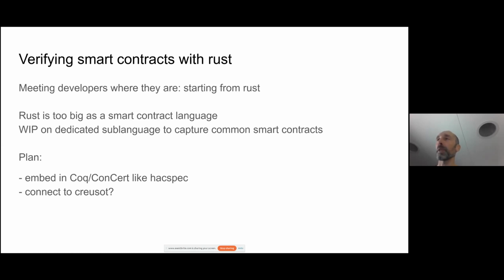So we start from Rust because the Rust language by itself lets you do things like print hello world, and then the blockchain wouldn't know what to do with this. So we started to cut down the language and make sure that we have precisely the language we need for smart contracts. So we're building a dedicated sub-language to capture common smart contracts. And then we can embed this from Rust into Coq, and this would be an embedding much like what we have for Hacspec. One thing I would like to do is also connect this up with the Crusoe tool to automatically prove things about smart contracts.